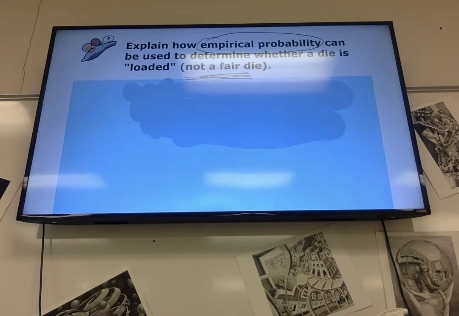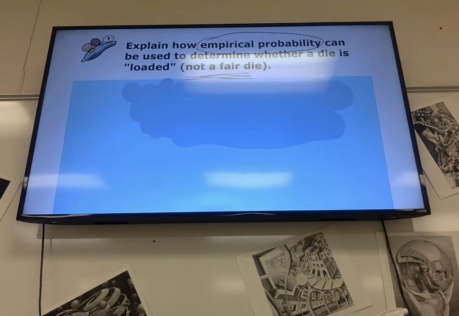What is a not fair die? Meaning, what should happen when you roll a die is you should get approximately the same number of ones, same number of twos, same number of threes. They should all come up about the same amount of times. You should be just as likely to get a 1 as you are a 6. So, if it was not fair, what could show up? One of the numbers. Any of the numbers, that's right.